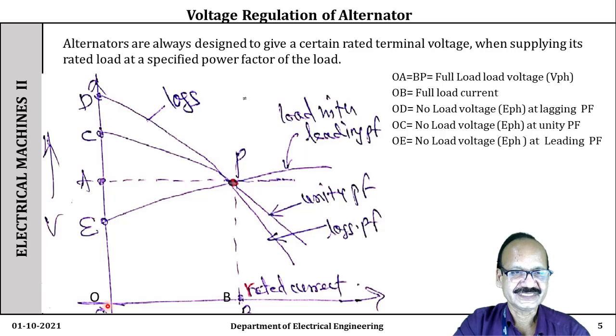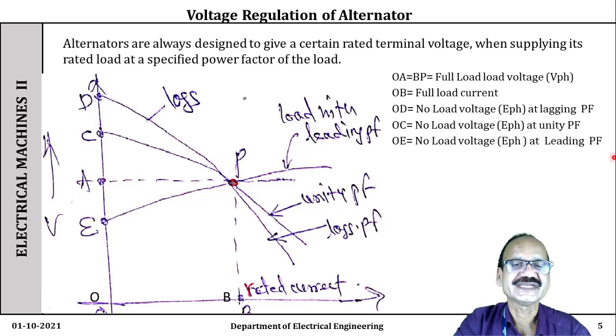Similarly, OC represents, see this curve is for the unity power factor. So, OC represents the no load voltage because it is measured at the origin, and here the load current is zero. So, it is the no load voltage per phase at a unity power factor. And finally, OE represents the no load voltage per phase at a leading power factor.